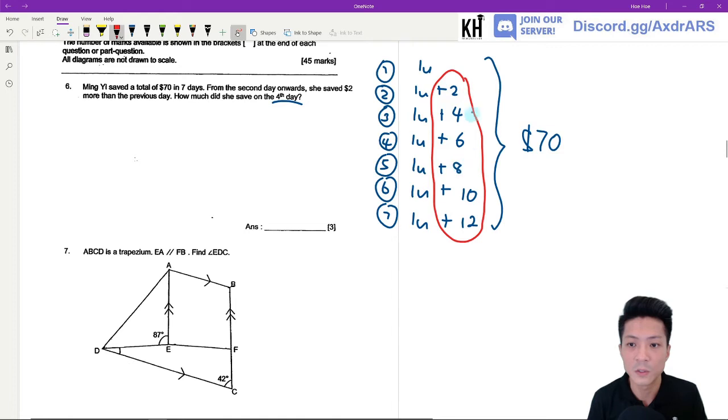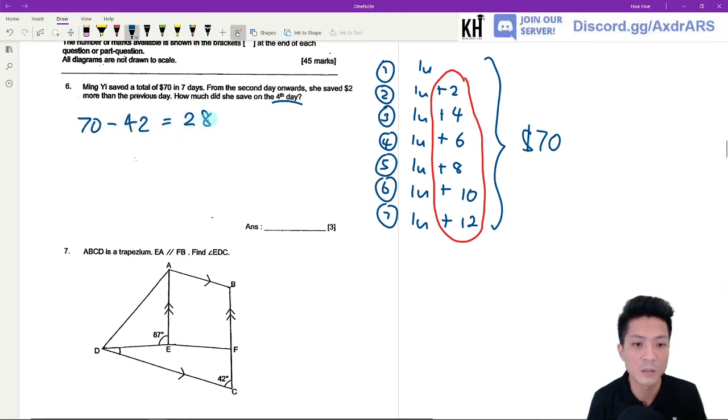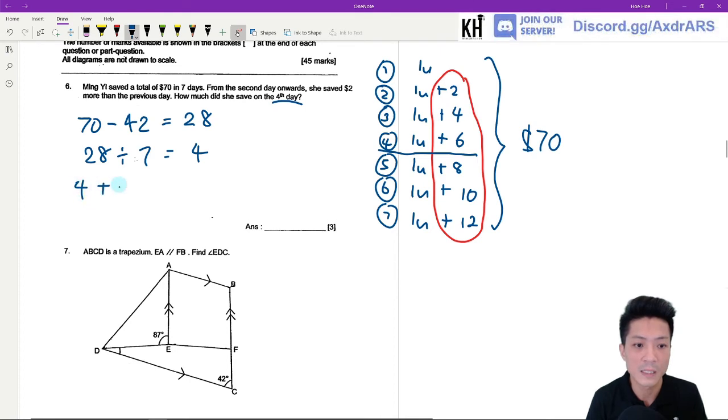Okay, all these will add up. 2 and 8 will be 10, 6 and 4 will be 10, which is 20. 20 plus 10 is 30, 30 plus 12 is 42. So the first step that you're going to do is 70 minus away 42, which will give me 28. And then after that, 28 divided by 7, because that's 7 days, 7 units, it's going to give me 4. On the 4th day, it will be 4 plus 6, which is 10.